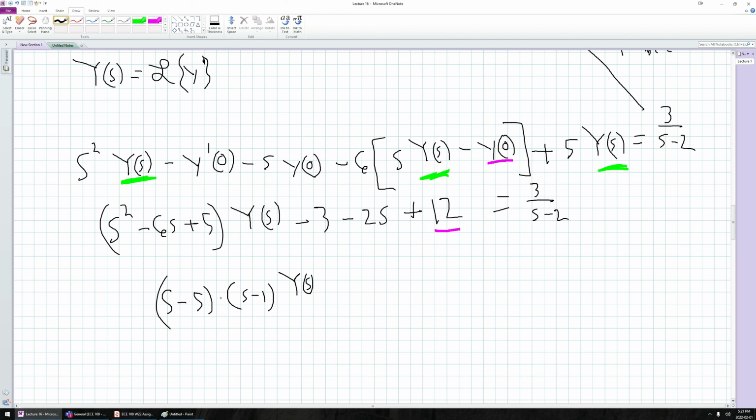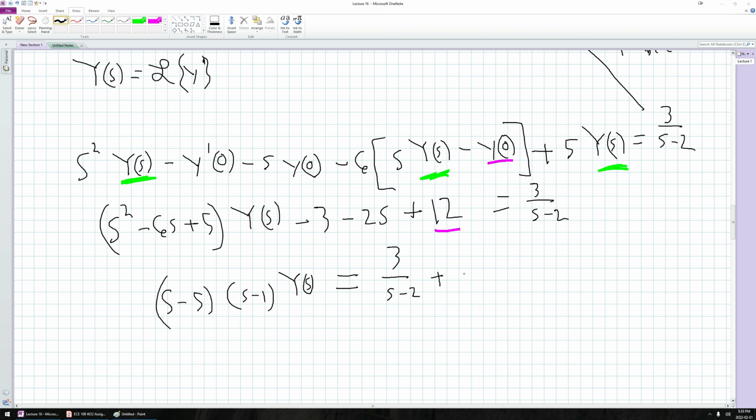So just keep that in mind. Okay, so now what do I do? Well, I can pull all of this stuff to the other side of the equation, so I can say this will be equal to 3 divided by s minus 2 plus all of this stuff here, right? So we could just blindly move these terms over here.